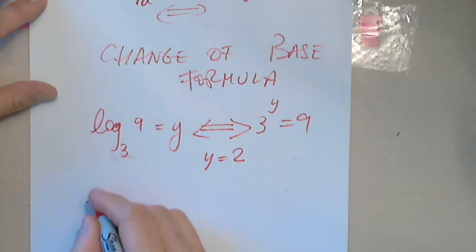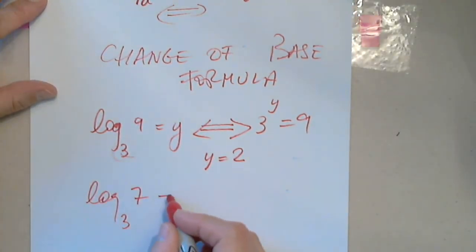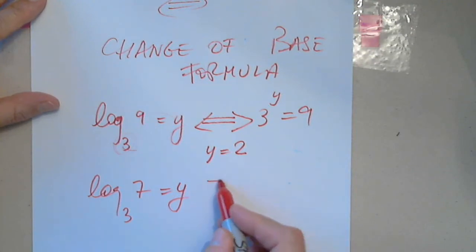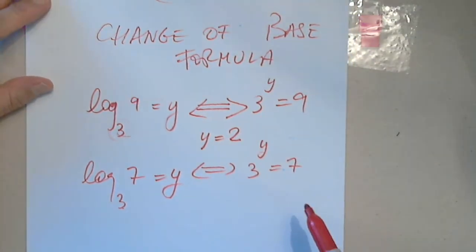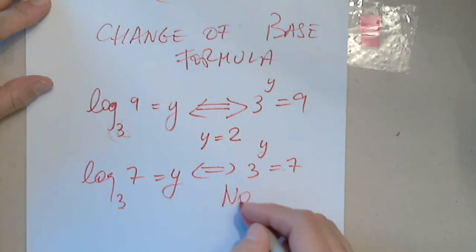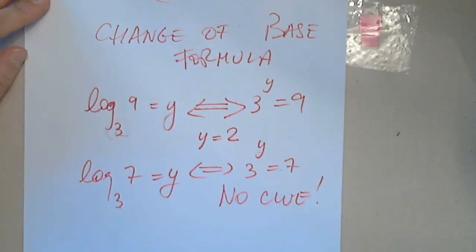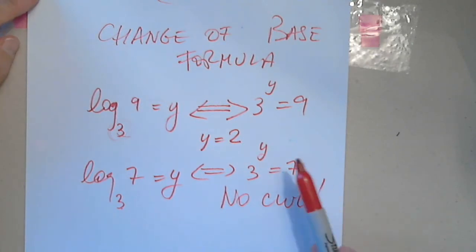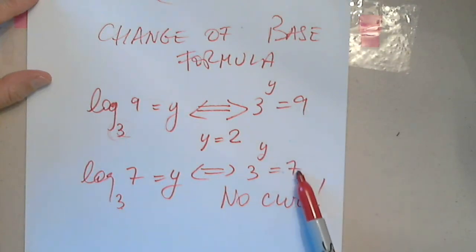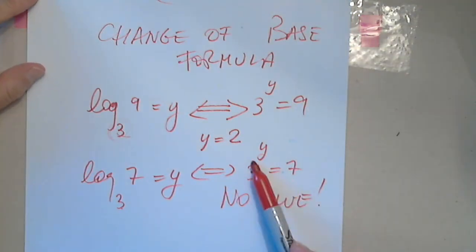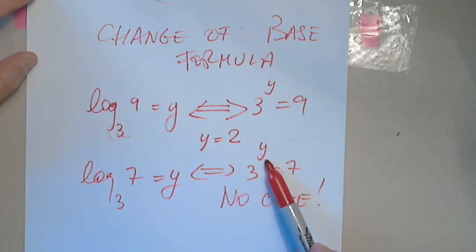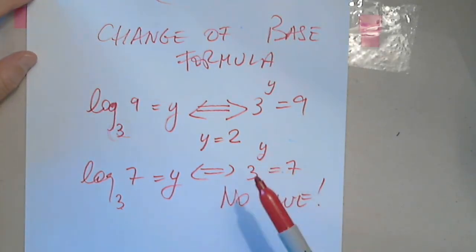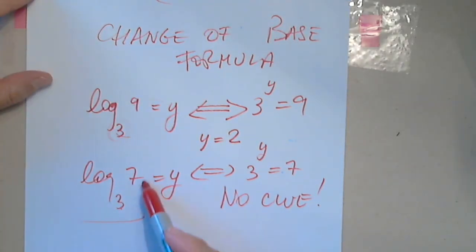But if you ask me, for example, log base 3 of 7, I would say, no problem. I will change it into 3 raised to y equals 7. But if you ask me to solve this, I'll say no clue. I have no idea. I know it cannot be 2 because with power 2 it will be 9. But I don't know exactly what it could be. It has to be between 1 and 2, but I cannot come up with this. So is there a way of determining this number?